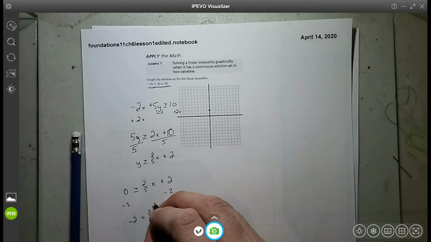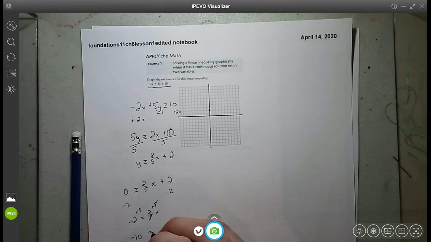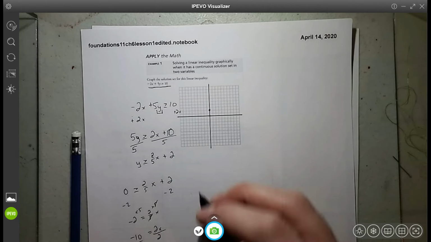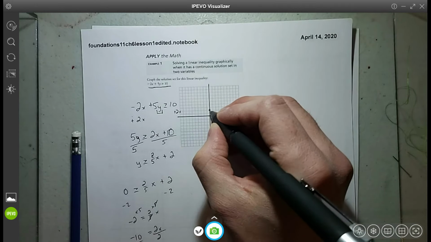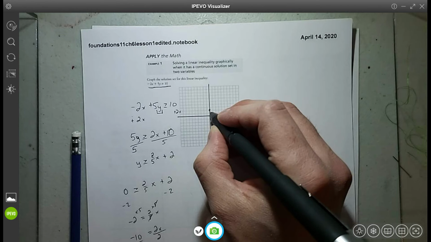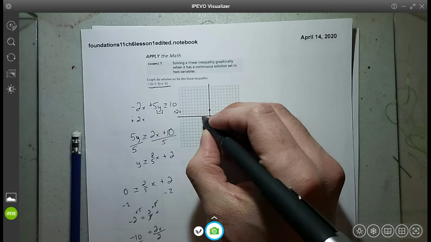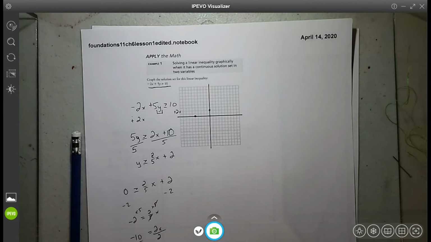We'll multiply both sides by 5 to get rid of the fraction. And then we divide both sides by 2. x is equal to negative 5. So we plug that in. x is negative 5: 1, 2, 3, 4, 5. So we have 2 points on our line, and if we're just graphing a linear equation, we just draw the line and be done with it.